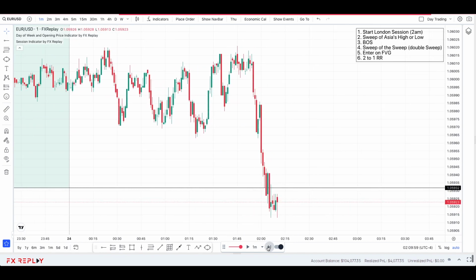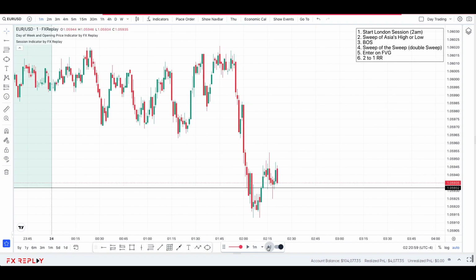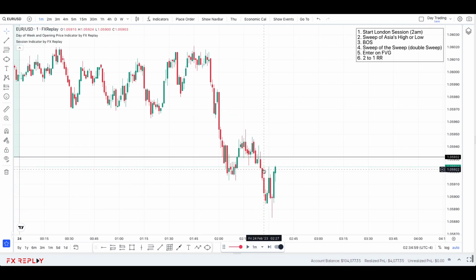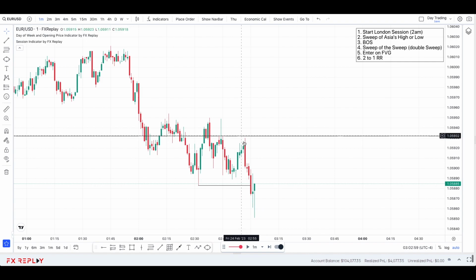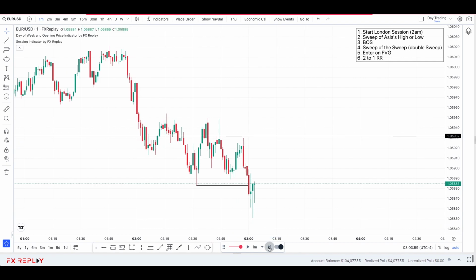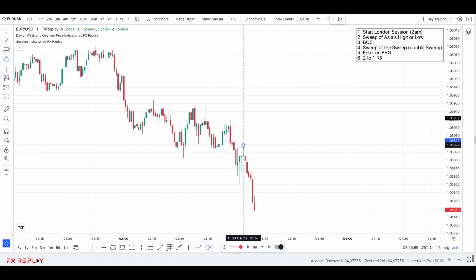Let's see if we can get something. We just took out the Asian range low, but I need a breakout structure. We just took out this high right there. So now what I would like to see is this low being taken out once again. So now I'm looking for this high to be taken out with a fair value gap, and then we can enter. This is now the new high.